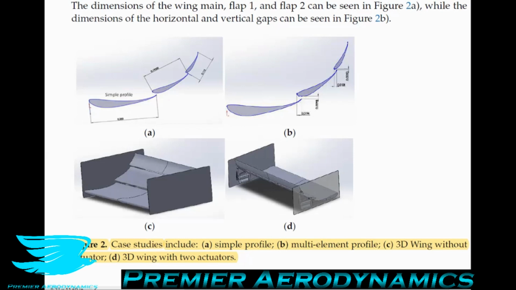Additionally, angles of attack between 4 degrees and 5 degrees for the main element, between 28 degrees and 32 degrees for the second element or flap 1, and 60 degrees and 65 degrees for the third element or flap 2 were used. Now I want to note just how rapidly these angles of attack do change. So the first element, the angle of attack is only 4 or 5 degrees. It's very shallow. But the second element is 28 degrees to 32 degrees.